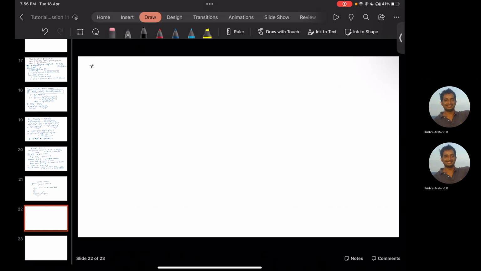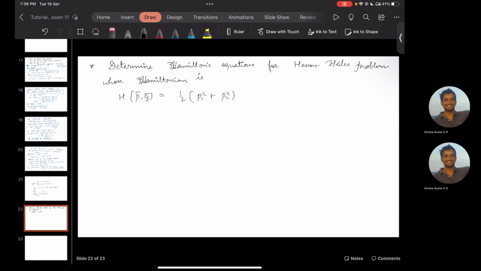The last question that I'm going to solve today is: determine Hamilton's equations for the Henon-Heiles problem whose Hamiltonian is H(p, q) vector is equal to half of q1 square minus... Solution.